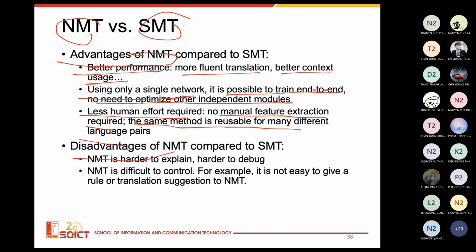The disadvantages of neural machine translation compared to statistical machine translation are that the model is harder to explain and harder to debug, and it's usually considered a black box, right? You just know the input and then you get the output, but it is hard to explain why the model came up with that translation, right? And neural machine translation is difficult to control. For example, it's not easy to give a rule or translation suggestion to neural machine translation, right? And to train it, you need a big amount of data, right?